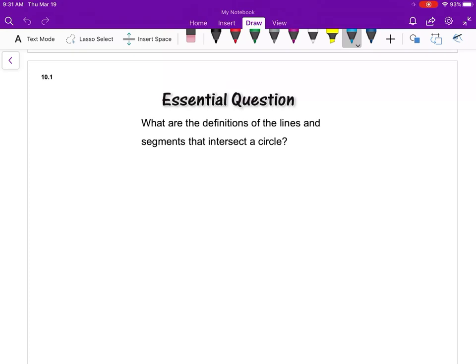All right, so we're going to be starting chapter 10 right now. It's all about circles. So 10.1, here is our essential question. This is the thing that we got to be thinking about throughout the lesson. What are the definitions of the lines and the segments that intersect a circle? So there's multiple, and we're going to go through them today.